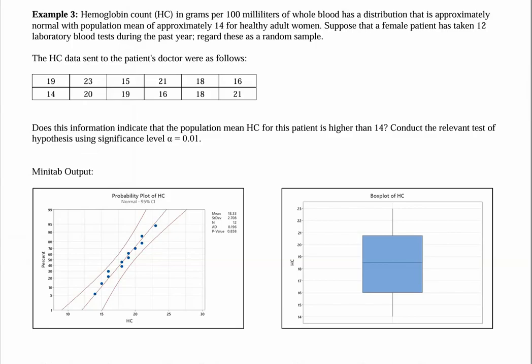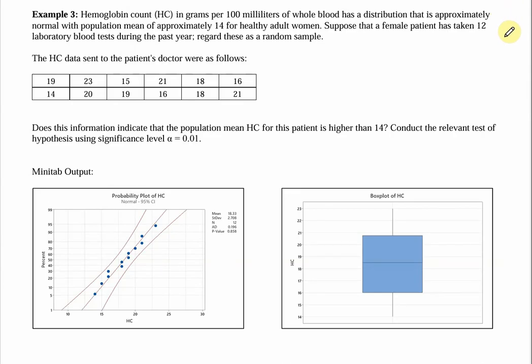So hemoglobin count in grams per 100 milliliters of whole blood has a distribution that's approximately normal, with population mean of approximately 14 for healthy adult women. Okay, so the approximately normal population, we could kind of just hand wave it from there, but I figured I'd stick to how we usually do it. If we have small samples, get those graphs in there.